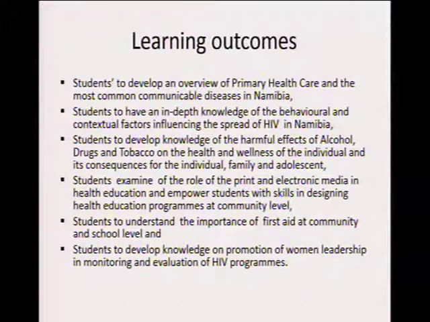The learning outcomes. At the end of this module, students should be able to develop an overview of primary health care and common communicable diseases in Namibia. Students should have in-depth knowledge of the behavioral and contextual factors influencing the spread of HIV in Namibia. Students should develop knowledge of the harmful effects of alcohol, drugs, and tobacco on the health and wellness of the individual and its consequences for the individual, family, and adolescents.